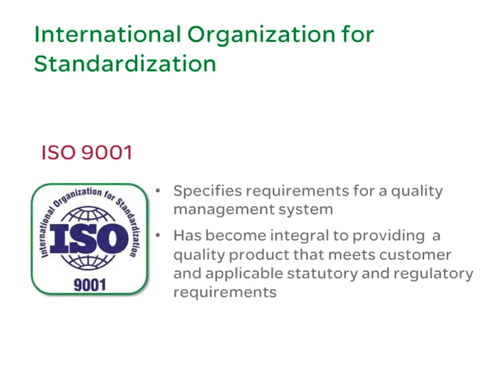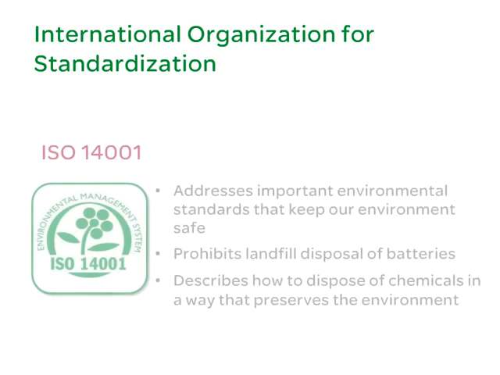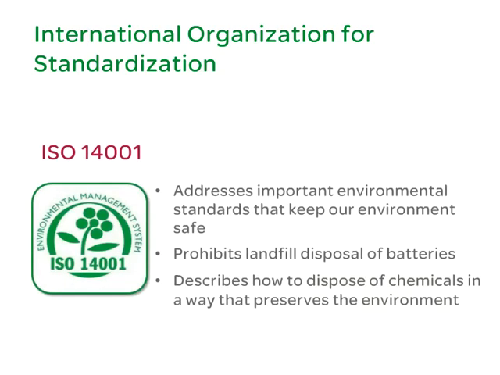For example, ISO 9001 specifies requirements for a quality management system. ISO 9001 has become integral to providing a quality product that meets customer and applicable statutory and regulatory requirements. And ISO 14001 addresses important environmental standards that keep our environment safe. For example, such a standard would prohibit landfill disposal of batteries and would describe how to dispose of chemicals in a way that preserves the environment.